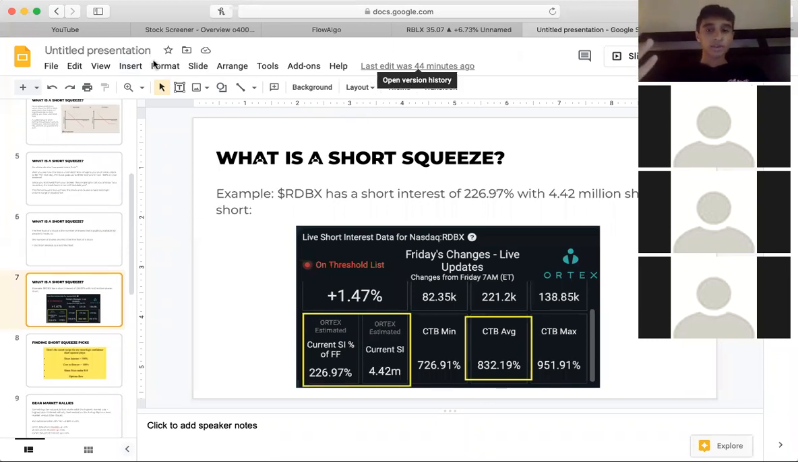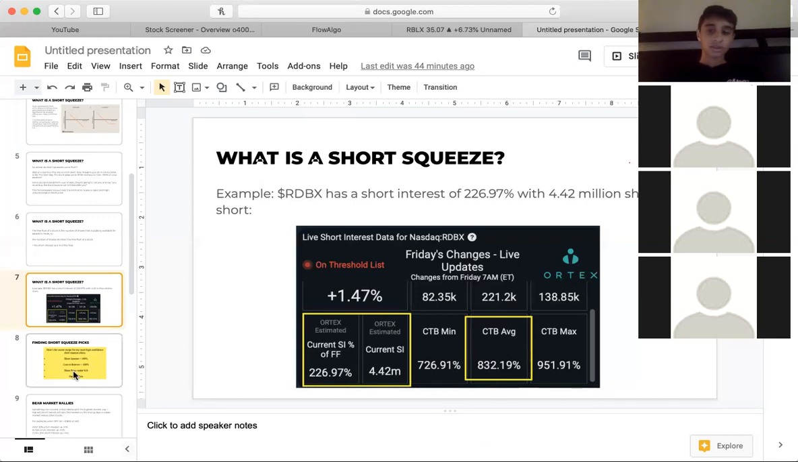When you go on a data provider that gives these short interest numbers, like Ortex or S3 Data, they'll give it to you as a percentage of the free float. For example, I've circled it here: 226% of the float is shorted, which is a lot. That means there are more shares being borrowed than there are actually available in the market. And since this many shares are being borrowed, it's extremely hard for the broker to find them and give them to you to short, which is why the cost to borrow over here is 832%, which is extremely high, right?